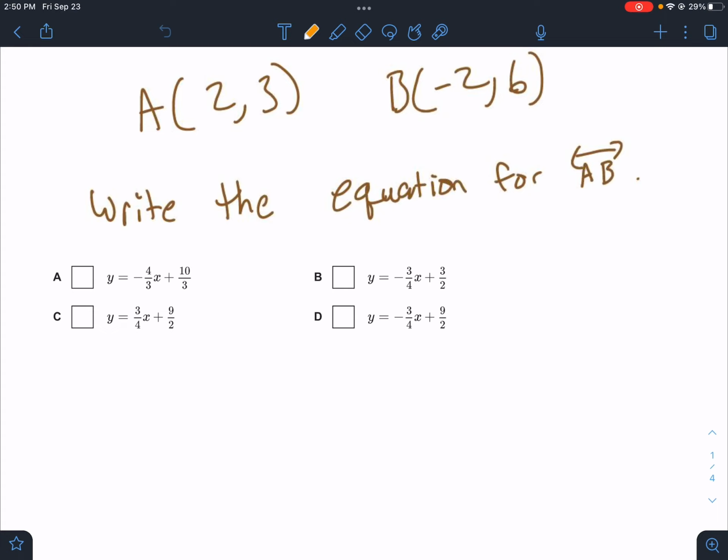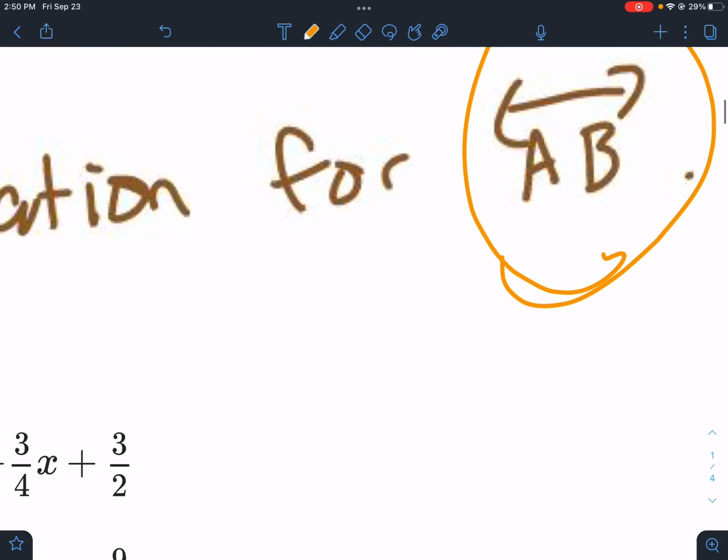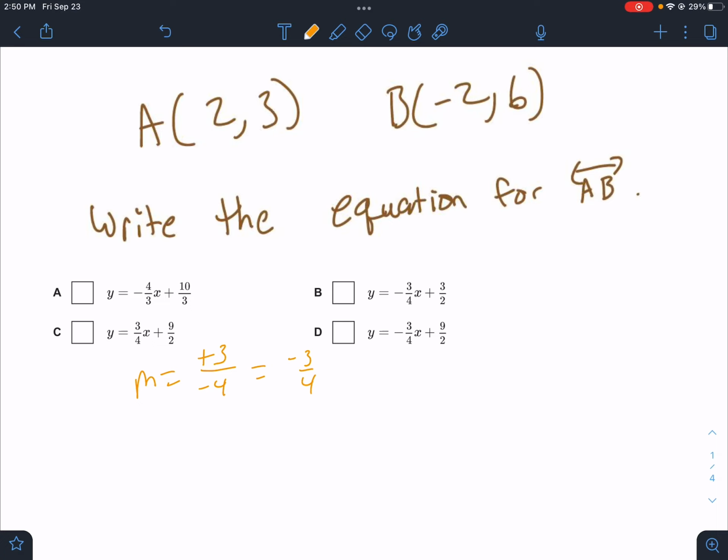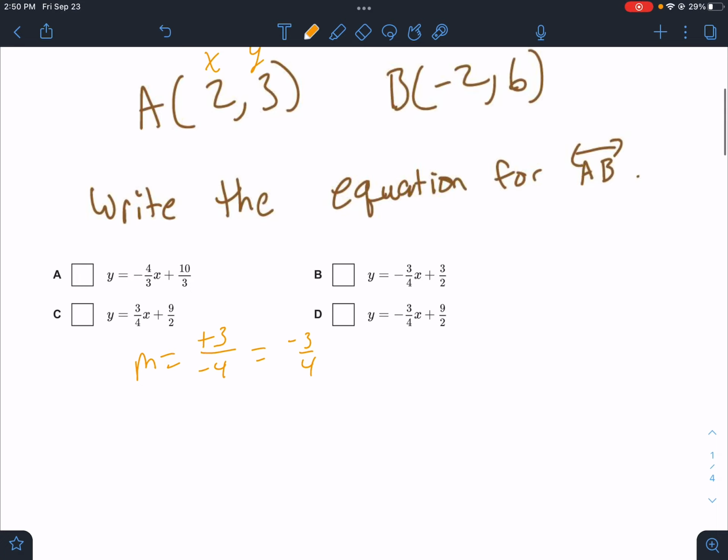So this particular problem, we need the slope, obviously. So we start at 3, go to 6, that's +3. 2 to -2, that's -4. That is -3/4. And I need to hit A and B. So I need to pick A or B. It doesn't matter which one. I'm going to go with A this time. So my x is 2 and my y is 3.